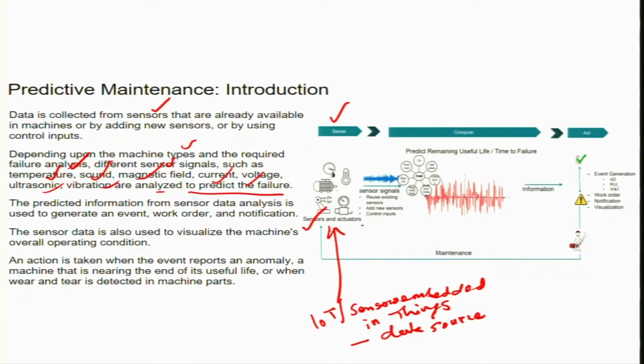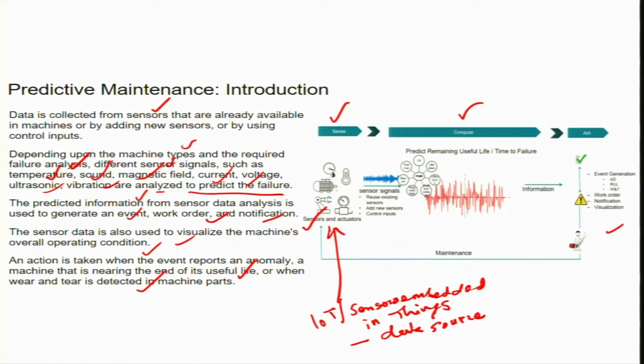So, you can see here these sensors often send the data, and then these are used to do this computation and predict the time to fail. So, the predicted information from the sensor data analysis is used to generate an event, work order and notification. The sensor data is also used to visualize the machine's overall operating conditions. So, that is an action. Action is taken when the event reports an anomaly, a machine that is nearing the end of its useful life, or when wear and tear is detected in the machine part.